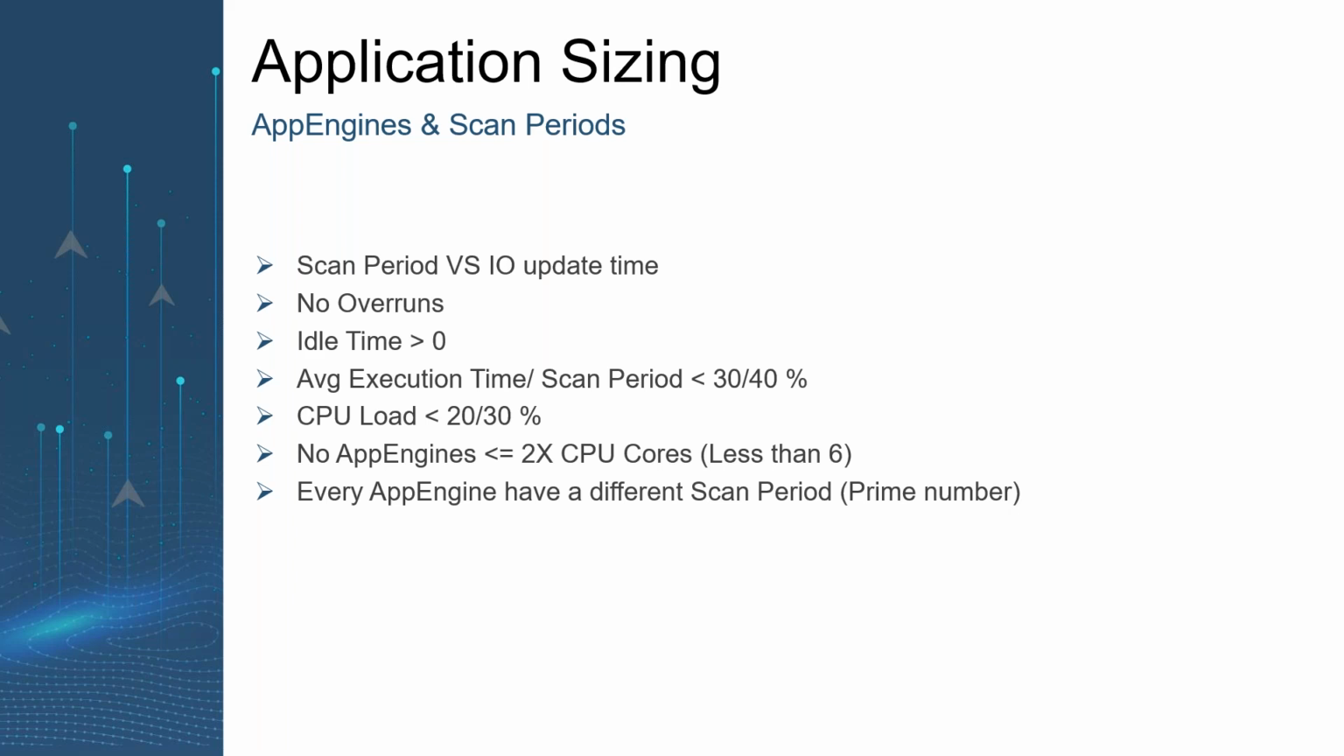The average execution time over scan period is supposed to be lower than 30 to 40%. If you have average execution time over scan period bigger than 70%, you have to react. That means your system is overloaded. Generally, the system CPU load is supposed to be 20, 30% is okay, not more. Now, the number of app engines is supposed to be always lower than or equal to double the number of CPU cores. But we recommend to not exceed 6 app engines.